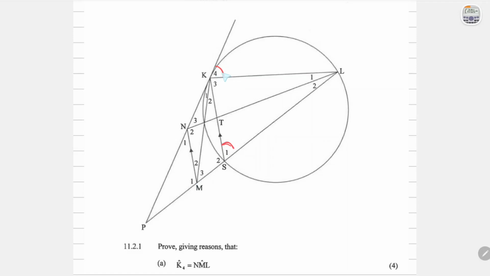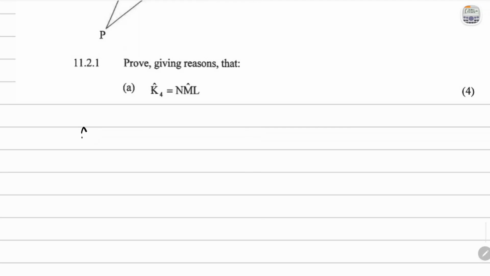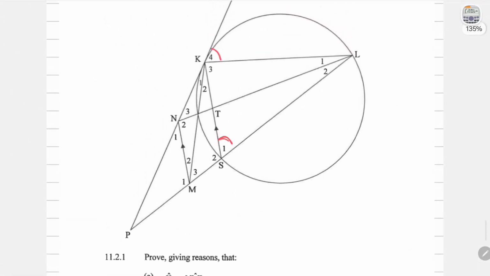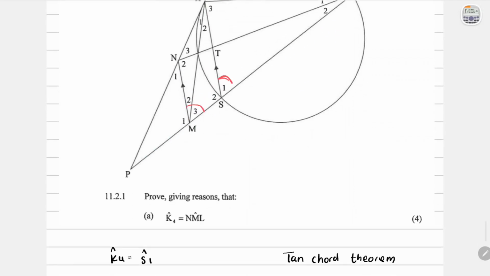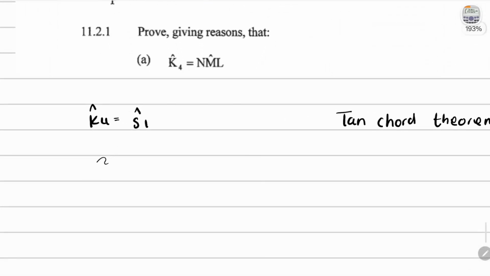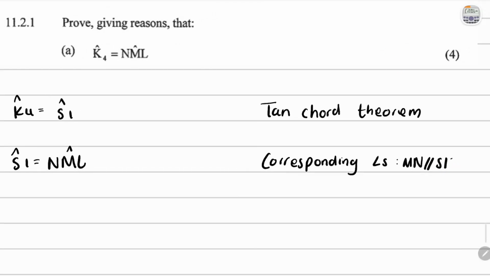So we can go ahead and tell them that angle K4 is equal to angle S1 because of the tan chord theorem. So angle K4 equals angle S1 because of the tan chord theorem. And then we also know now that angle S1 is equal to this angle over here, which is angle NML, because of corresponding angles on parallel lines. So we can tell them that angle S1 is equal to that angle NML, and that is corresponding angles. So corresponding angles, and make sure to state the lines that are parallel. Okay, because MN is parallel to SK.